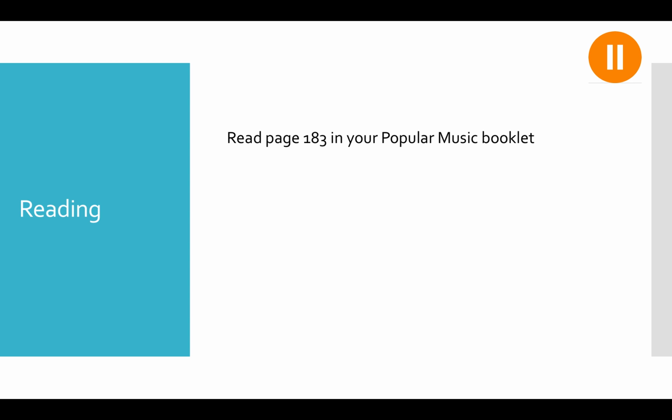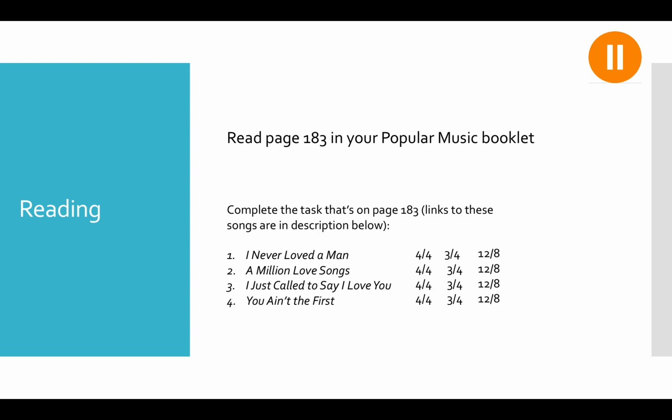So now I'd like you to get your popular music booklet and read page 183, which is about rhythm and meter. Once you've done that, complete the task on page 183 by listening to these 4 songs and selecting from the 3 different meters which time signature most suits what you can hear in the song.